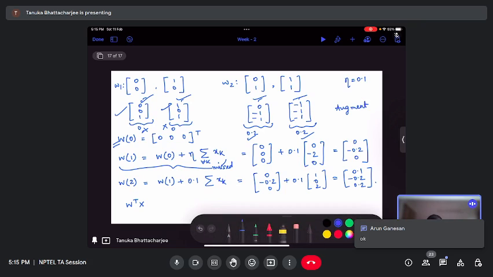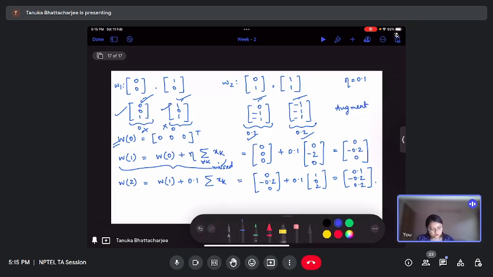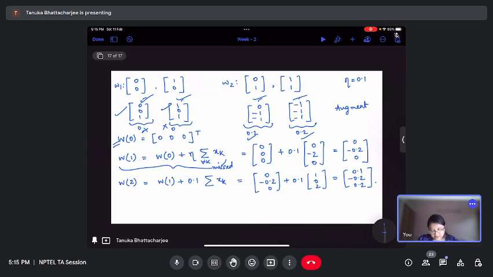Now, our updated one is 0.1 minus 0.2, 0.2. You can again check with that. What happens if you have 0 0 1? It will be 0.2, which is positive, W transpose X is positive. So it is correctly classified. For 1 0 1, it is 0.3, this is also correctly classified.